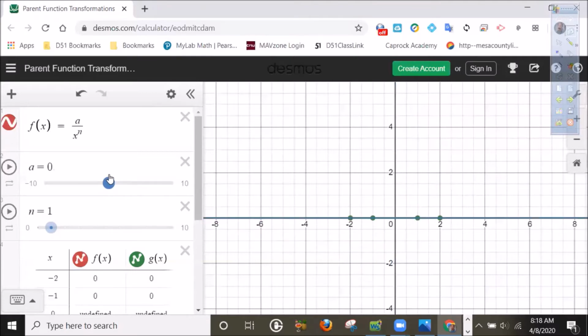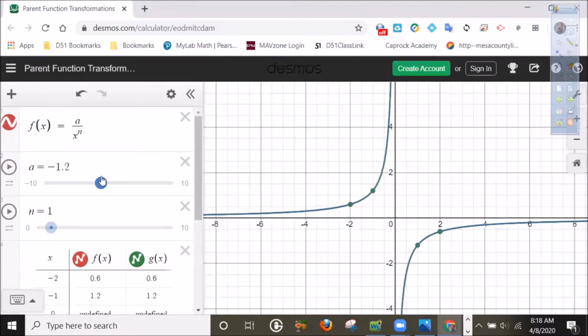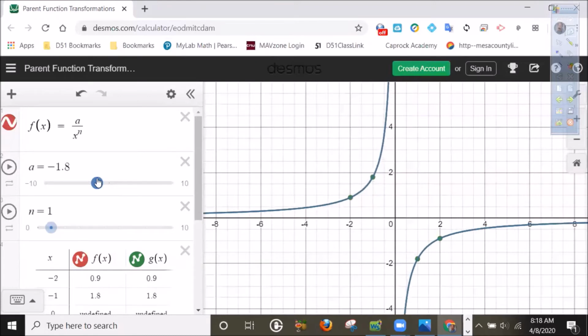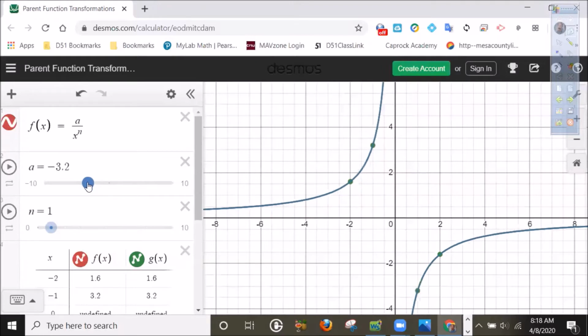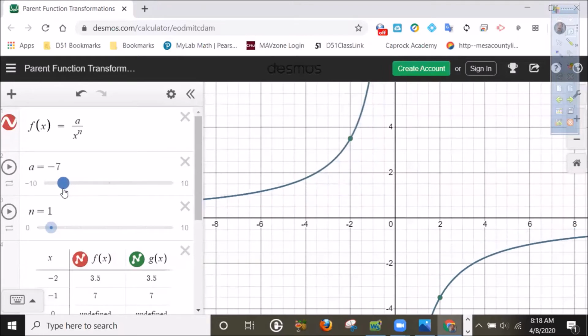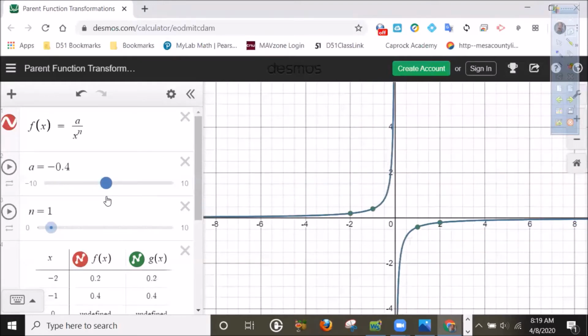We finally hit 0 over x, that's a straight line. And as we move to the negative, notice what happens here. The branches have now switched corners. Instead of being in the first and third quadrant, they are now in the second and fourth quadrant. Again, as that coefficient, that numerator, moves farther away from 0, the branches move farther away from the origin, and as we get closer to 0, the branches move closer to the origin.